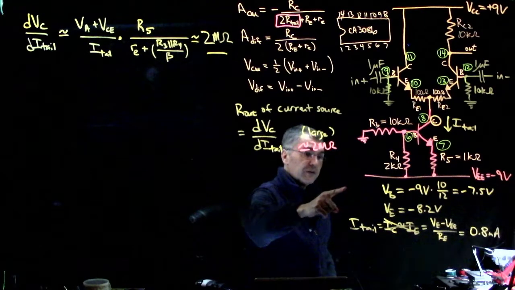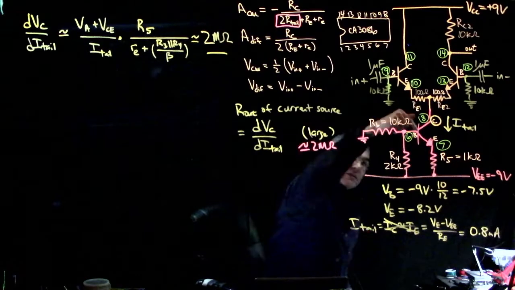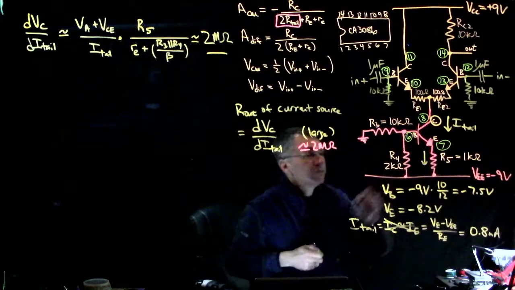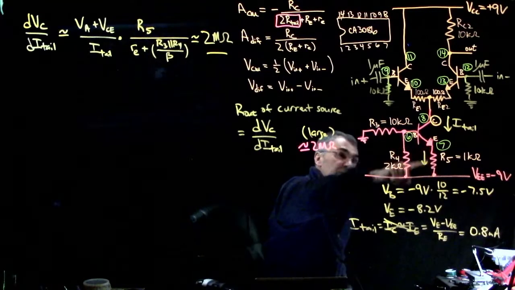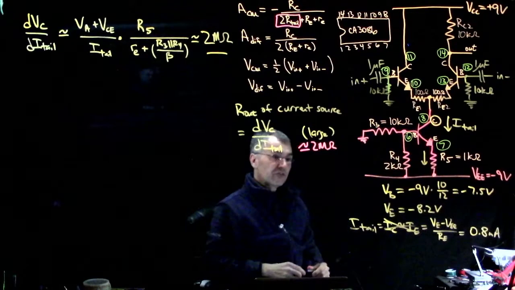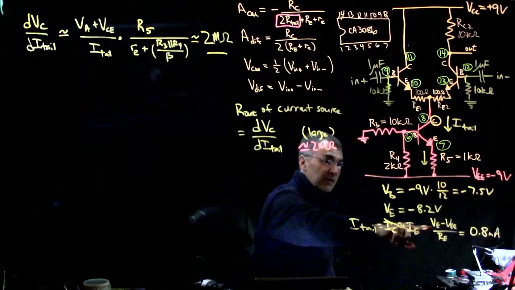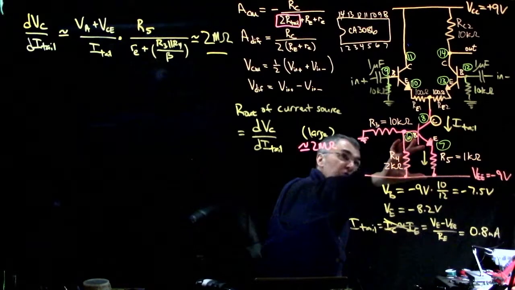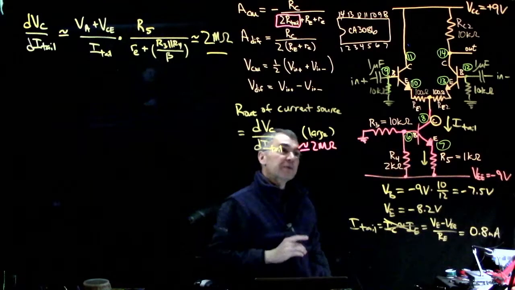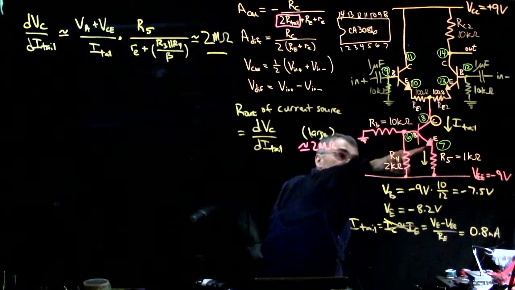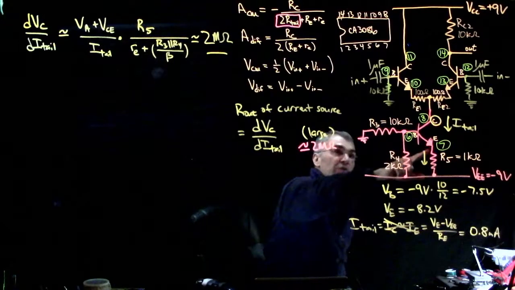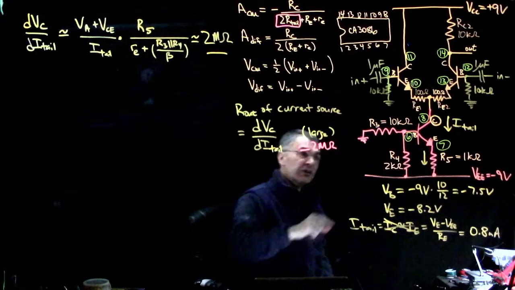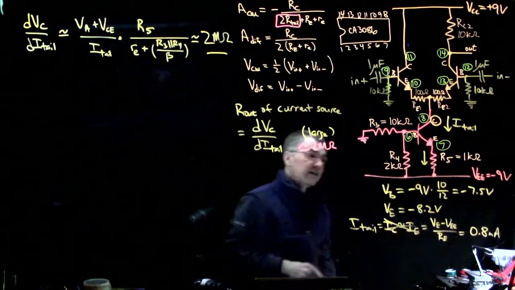So therefore, the current flowing here through the emitter would be this voltage minus this voltage divided by this resistance. So that's the emitter voltage minus the fixed voltage down there divided by that resistance. So this voltage difference is 8/10 of a volt, because we go from minus 8.2 volts to minus 9. So that's 8/10 of a volt difference divided by 1 kilo ohm is 8/10 of a milliamp.